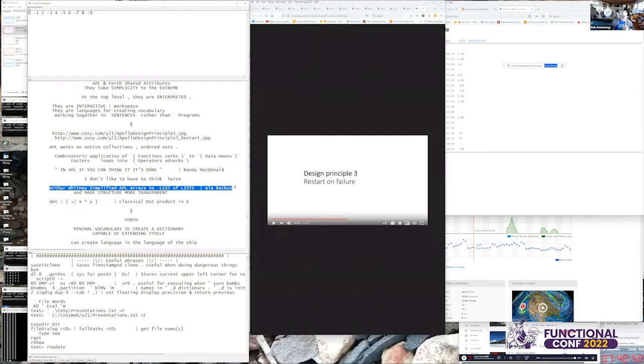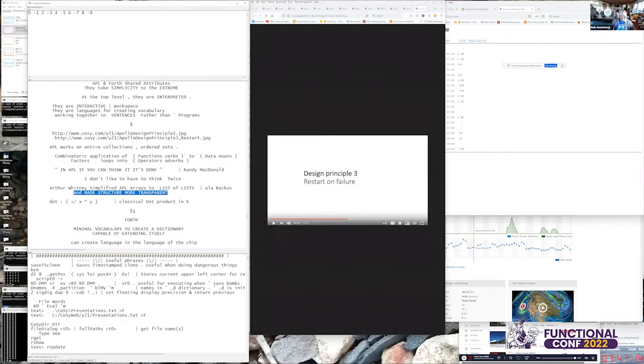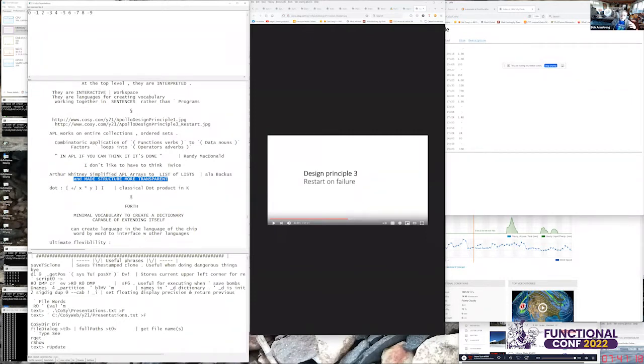Now, Arthur Whitney simplified the APL you've seen to lists of lists, which Backus had actually suggested in talking about Iverson's work in his original Turing Award lecture. Arthur made the structure much more transparent. And CoSy is taking that absolutely further, so it's open code all the way down to the chip, or all the way down to the processors on an FPGA, because Forth processors are actually designed directly in FPGA. This, for instance, is the definition of a classical dot product in K.